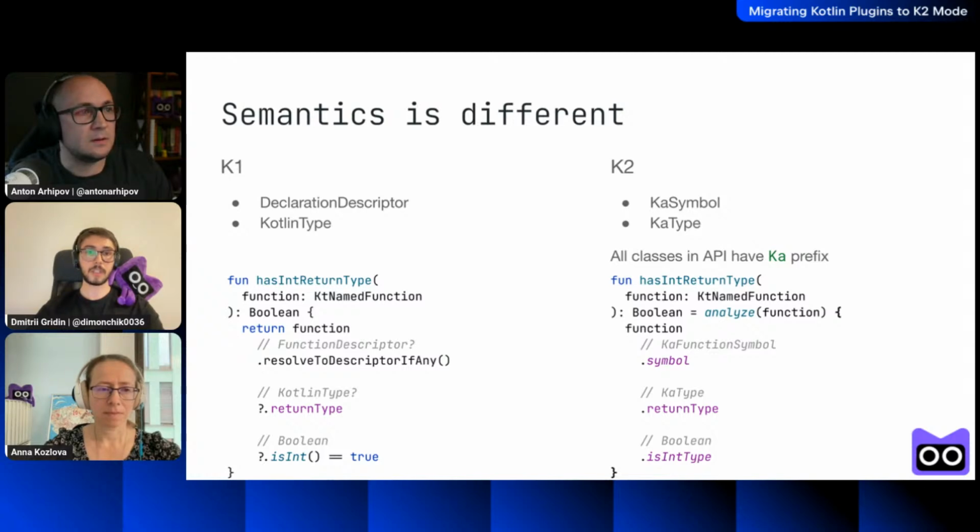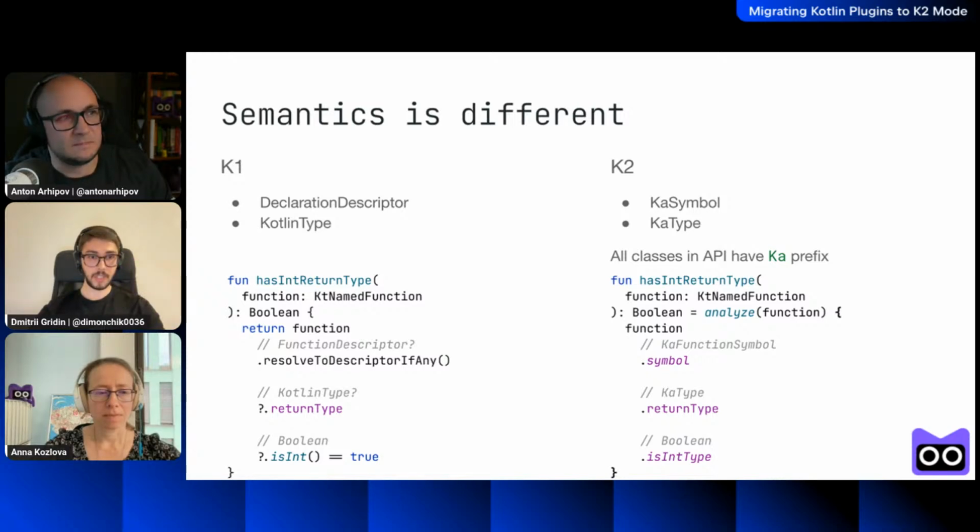So what's the difference? The difference is semantic. In K1, you may know such things as declaration descriptor or KotlinType. Semantics basically means that it contains information which is not just available in text. For instance, you may have a type or even an implicit type, and just from text it's impossible to understand which fully qualified name it has.